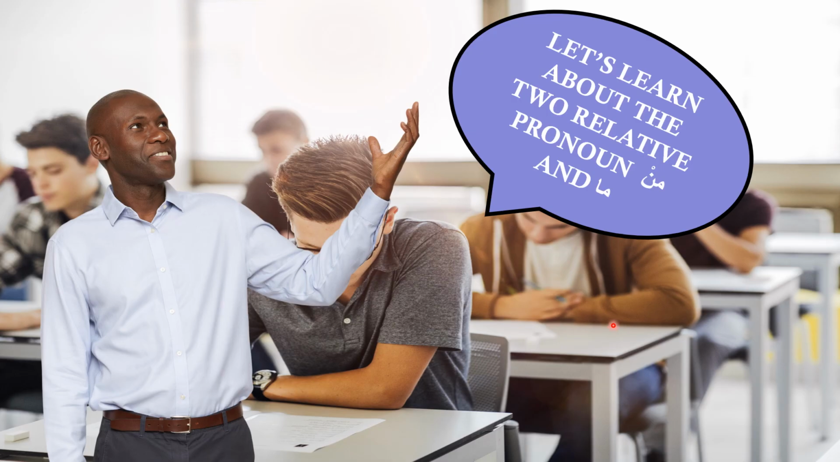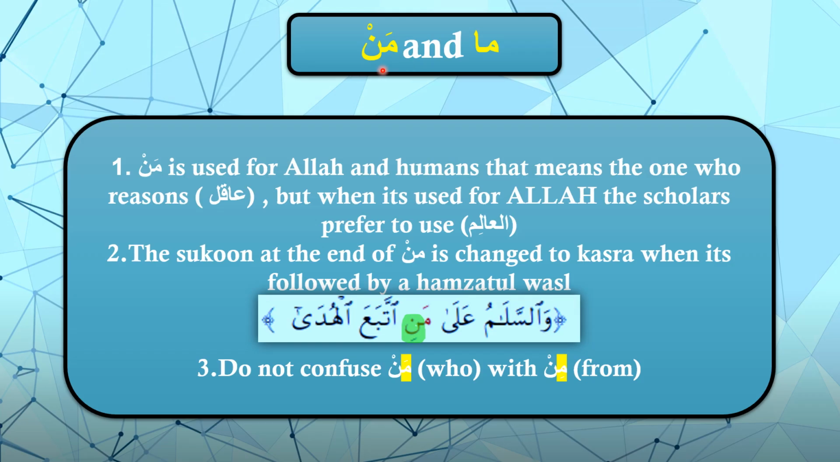Now it's time to learn about man and ma. As I told you, I will do this separately, man and ma, because now we are not learning them as a questioning tool. The questioning tool was simple. It just came to ask a simple question. But now we are learning the roles of man and ma as an ism mausool. Now they are playing the role of ism mausool. So let's check that. First of all, let's do man.